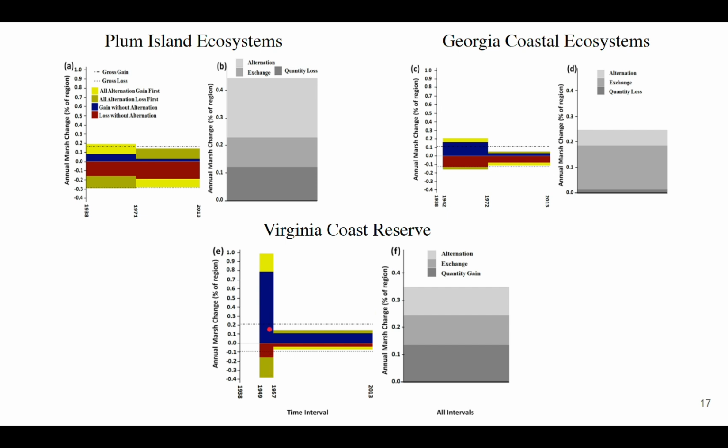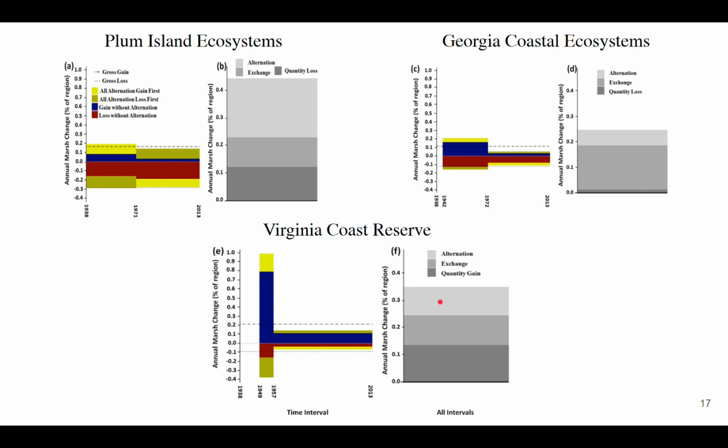VCR shows greater gross gain than gross loss. Thus, the gross gain line is further from the time axis than the gross loss line. The quantity component reflects a net gain, which is the largest quantity change among the 3 sites. Quantity, exchange, and alternation are more evenly distributed than in the other sites.